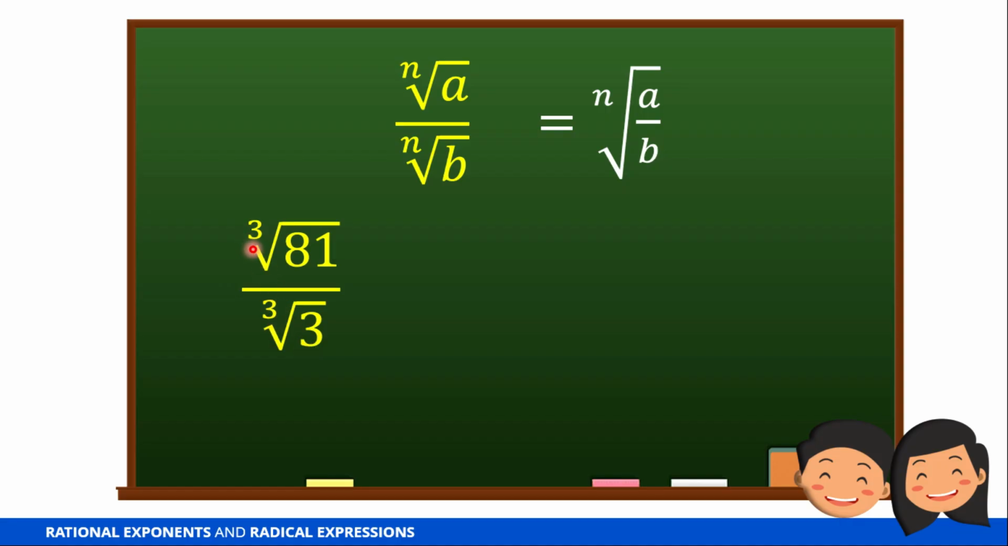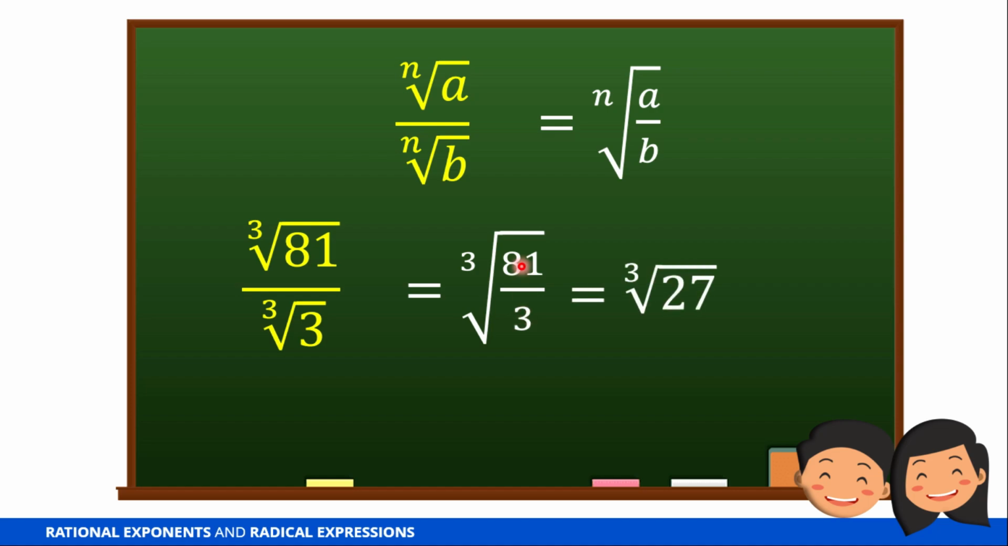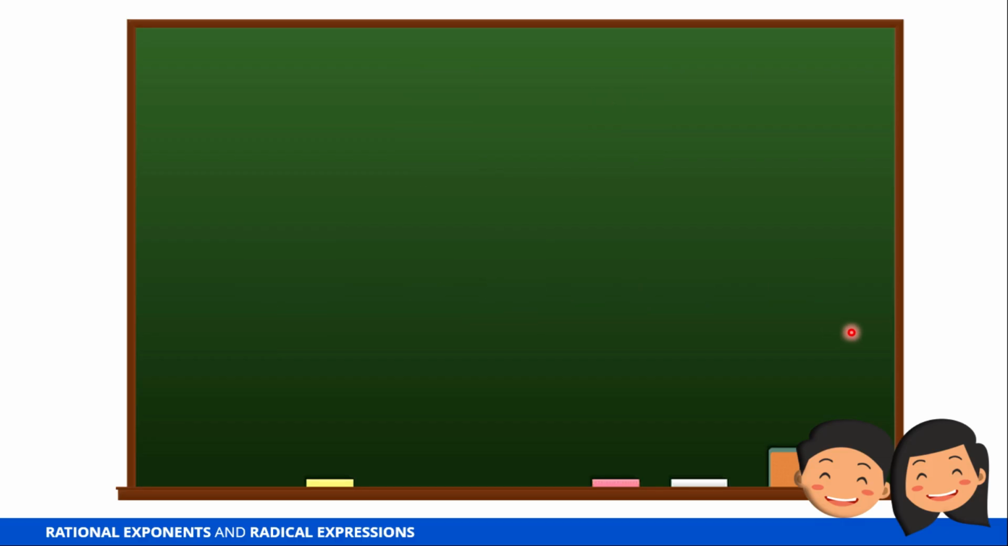Since pareho sila na 3 ang index, magiging cube root of 81 divided by 3. Maaari na nating i-divide yung 81 sa 3. So, i-divide natin, 81 divided by 3, that is 27. So, magkakaroon tayo ng cube root of 27. And hindi pa ito tapos kasi pwede natin kuhanin ang cube root ng 27. The cube root of 27 is 3. Ito na yung ating final answer.